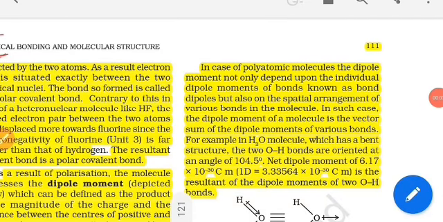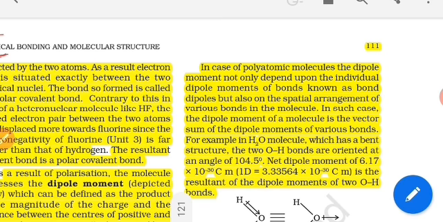In case of polyatomic molecules, the dipole moment not only depends upon the individual dipole moments of bonds, known as bond dipoles, but also on the spatial arrangement of various bonds in the molecule. So the dipole moment of a polyatomic molecule depends upon two factors: bond dipoles and the spatial arrangement of bonds. In such a case, the dipole moment of a molecule is the vector sum of the dipole moments of various bonds.